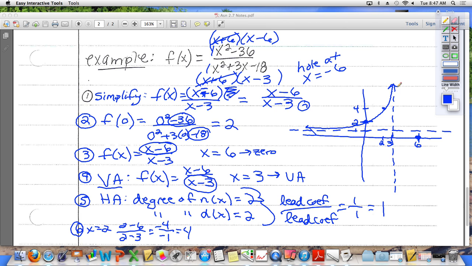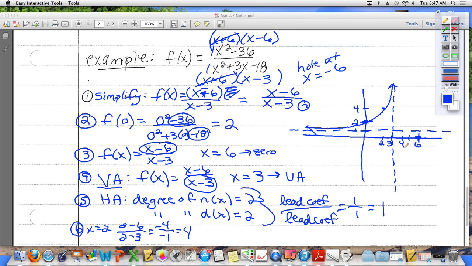Do you understand why I'm picking points between 3 and 6? We have a vertical asymptote at 3, we've got a 0 at 6. I have a pretty good idea what's going to happen here, but let's try one more value. What do you want to pick? Something between 3 and 6. 4 or 5? Let's do 4.